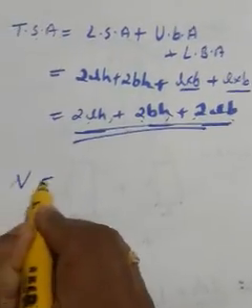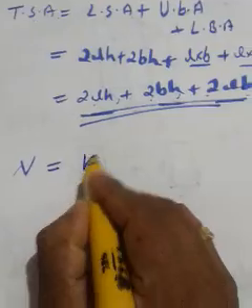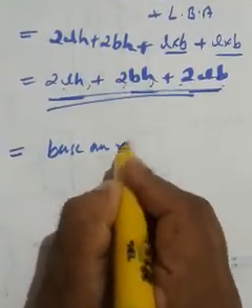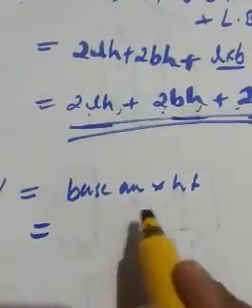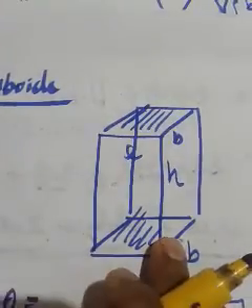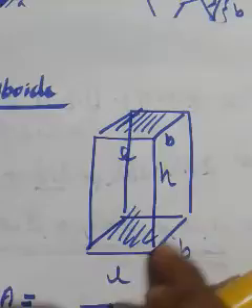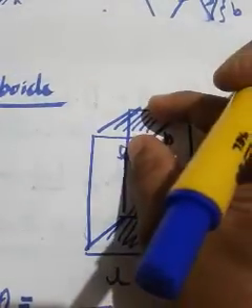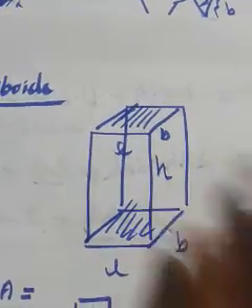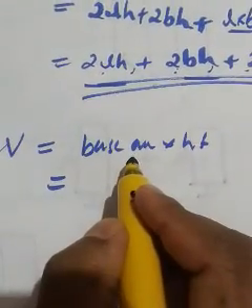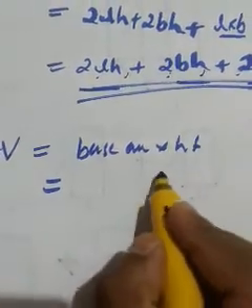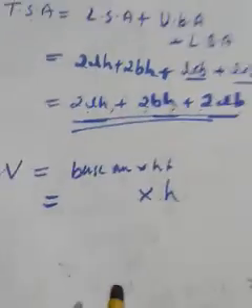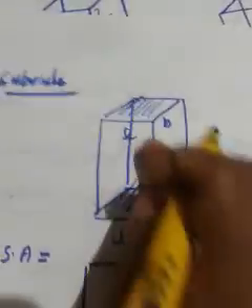Now let me calculate the volume. Can I use the volume formula, base area into height, here? Yes, I can use that formula. Why? Because this is a solid whose lower base and upper base are the same, that means they are congruent. So we can use base area into height. What is the height here? It is very trivial. The height of the cuboid is H.